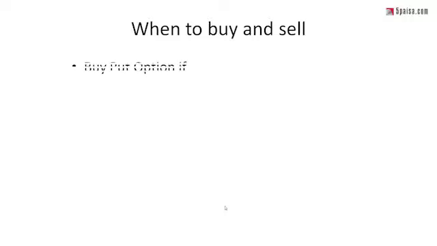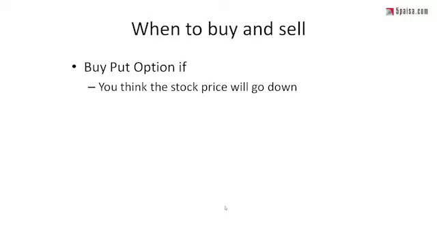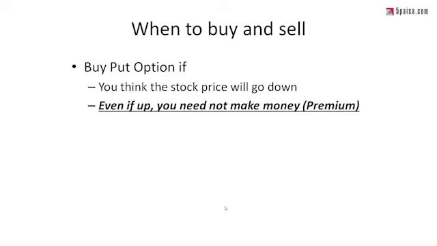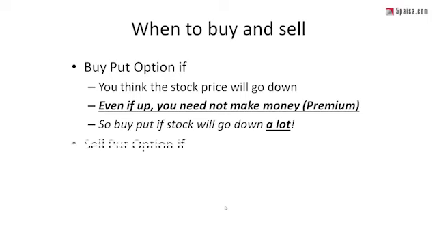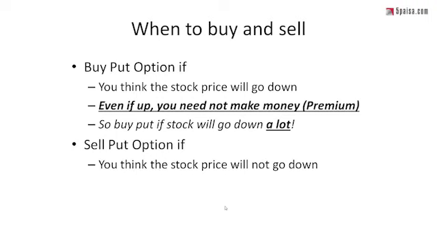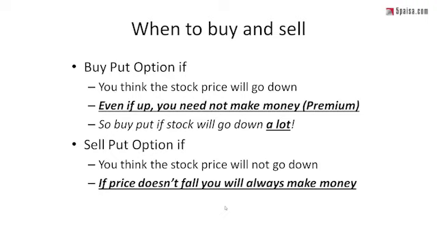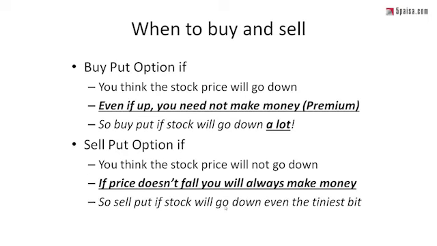So let's quickly look at when to buy and sell put options. You buy the put option if you think the stock price will go down. Even if it goes down a little, you need not make money because of the premium angle, correct? Because you have to recover the premium, right? So you buy the put if the stock will go down a lot. And you sell the put option if you think the price will not go down, and if the price doesn't fall, you will always make money.